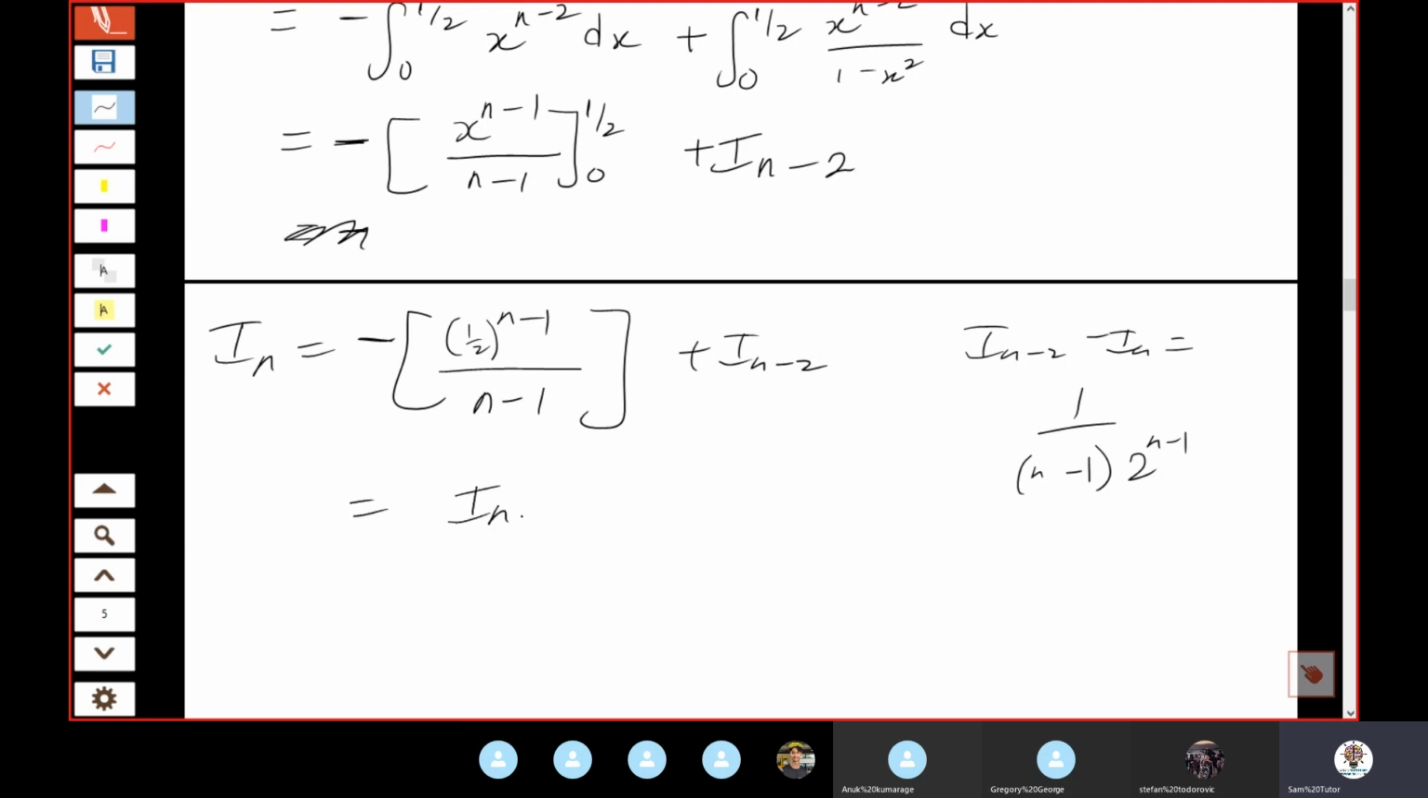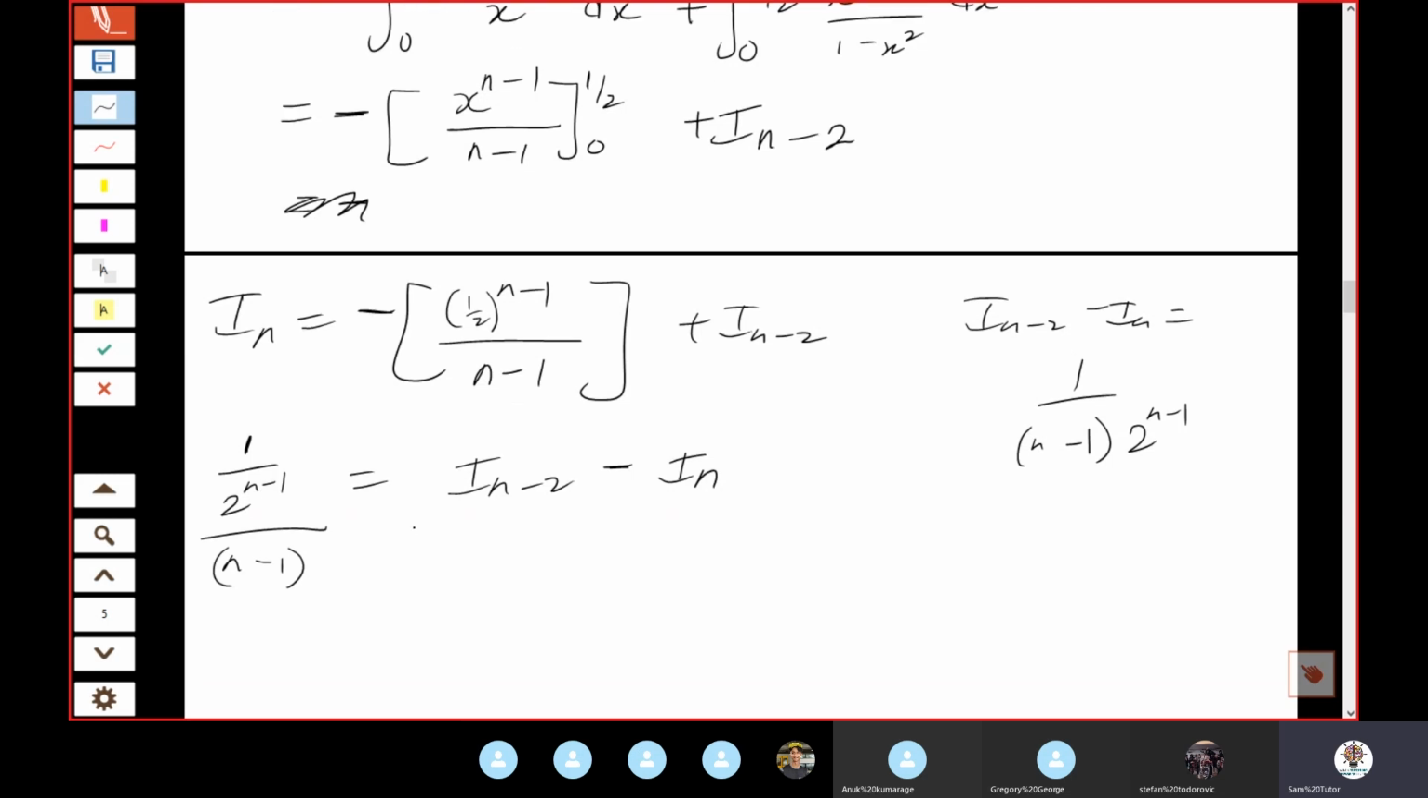So I'll be left with I_(n-2) minus I_n, this minus this. I'll plus this to this side. So I'm left with 1 on 2^(n-1) all over n minus 1. And I think you guys by now know, combine your denominators. So the answer becomes 1 on (n minus 1) times 2^(n-1) equals, there we go.